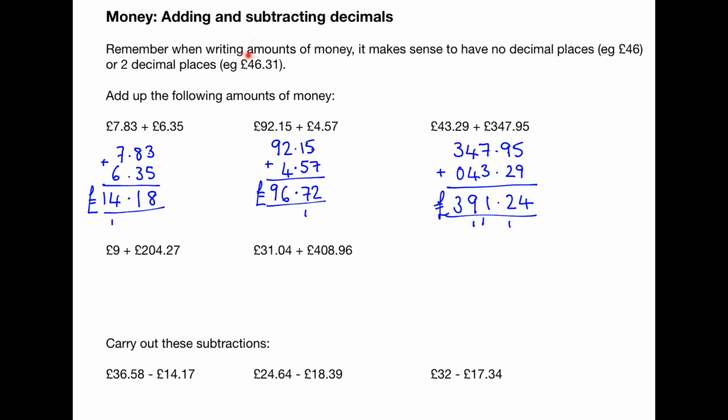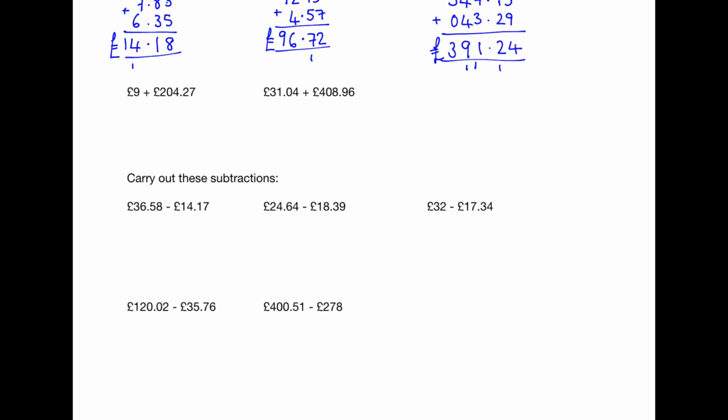When we're writing amounts of money, it makes sense to have either no decimal places or 2 decimal places. It doesn't make sense to have 1 decimal place when we're talking about money, but we'll look at that a little bit later in the week. Okay, so what we're dealing with today, our numbers here, all the ones that we've looked at so far, I've got 2 decimal places. In the next question we're going to do here, we've got one with no decimal places, and when we do our multiplying and dividing, that's when we're going to have a look at one decimal place.